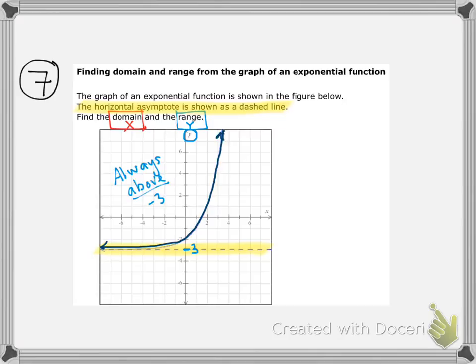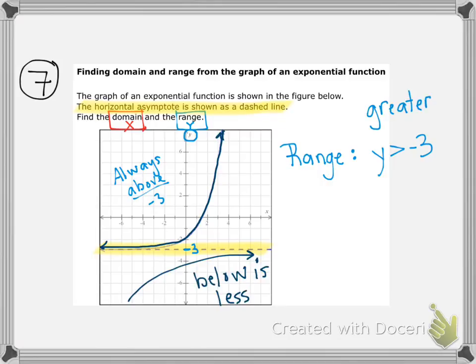This means our values for y are always going to be above -3, so our range is y is greater than -3. So if our function is above the asymptote, we would use greater than. If we ever had a function below the asymptote, we would use a less than symbol, but we don't.